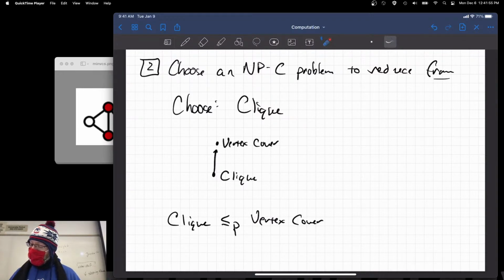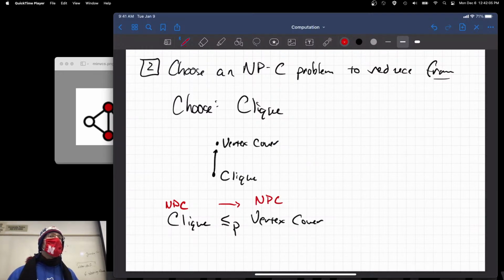Since this is NP complete, I'll annotate this. This is NP complete. By making this reduction, we're saying that this is eventually going to be NP complete, right? By transitivity. Remember that we actually had this moderately sized chain of things.